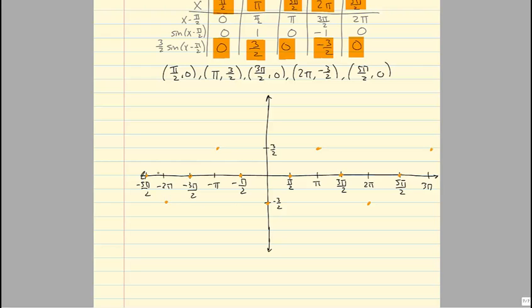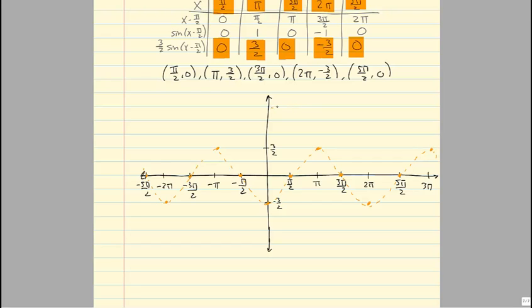Now remember, this isn't my actual graph, this is the parent graph. So this will go in with a dotted line. Then everywhere it crosses the x-axis will be a vertical asymptote for my cosecant graph. So this is the sine curve. It's just the sine curve moved over from what I'm used to seeing, pi over 2 units.